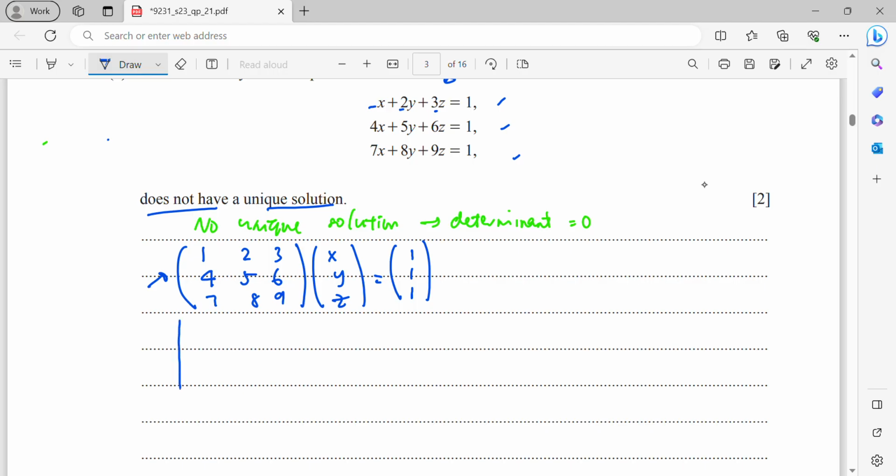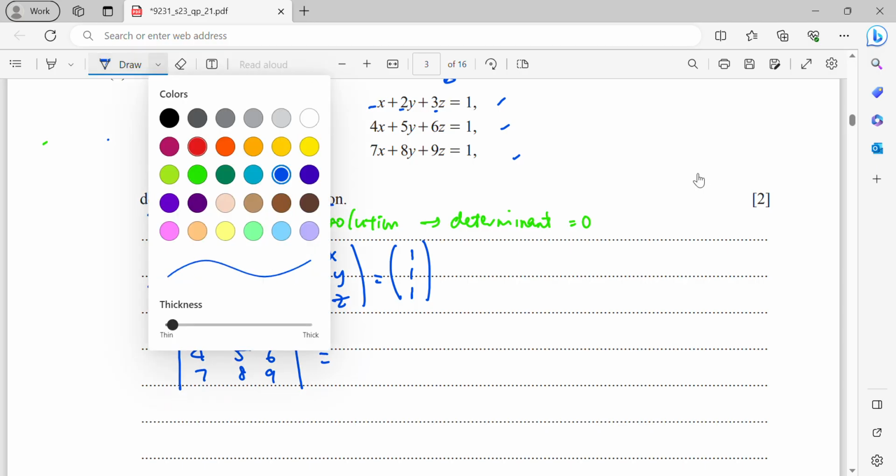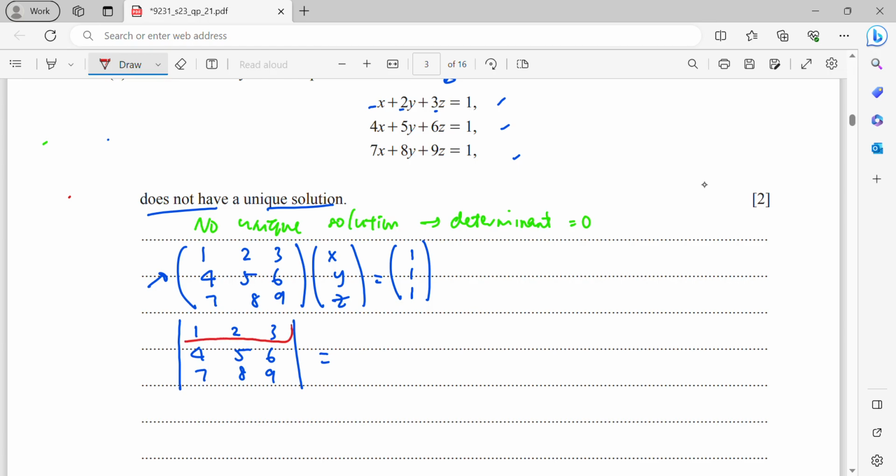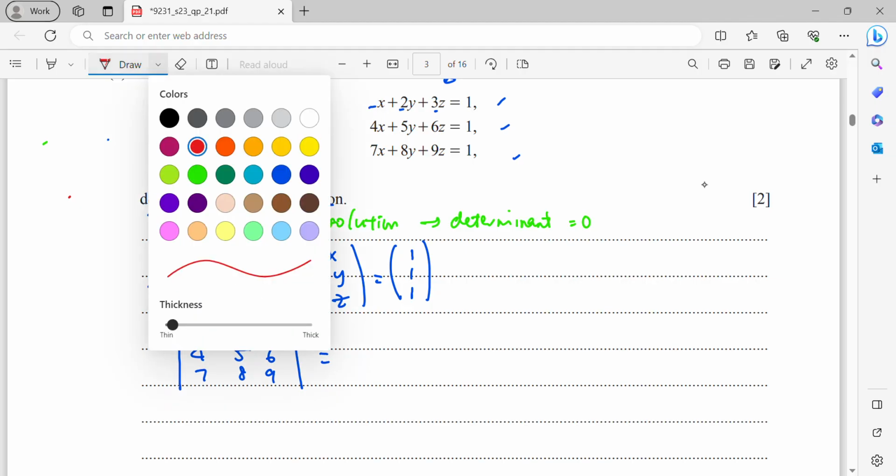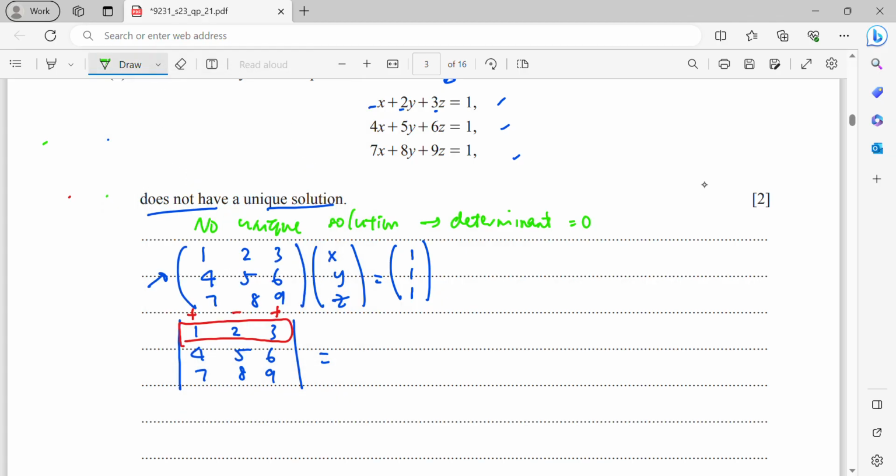Now, the determinant of 1, 2, 3, 4, 5, 6, 7, 8, 9. To get this calculation, I will fix one row. I will fix the first row and consider the signs here: plus, minus, and plus. Followed by considering the column. When I consider the first column, the cross out will be 1, so I will get plus 1, the plus because of the sign over here. Then the remaining 5, 6, 8, 9 will be my determinant of a 2 by 2 matrix.